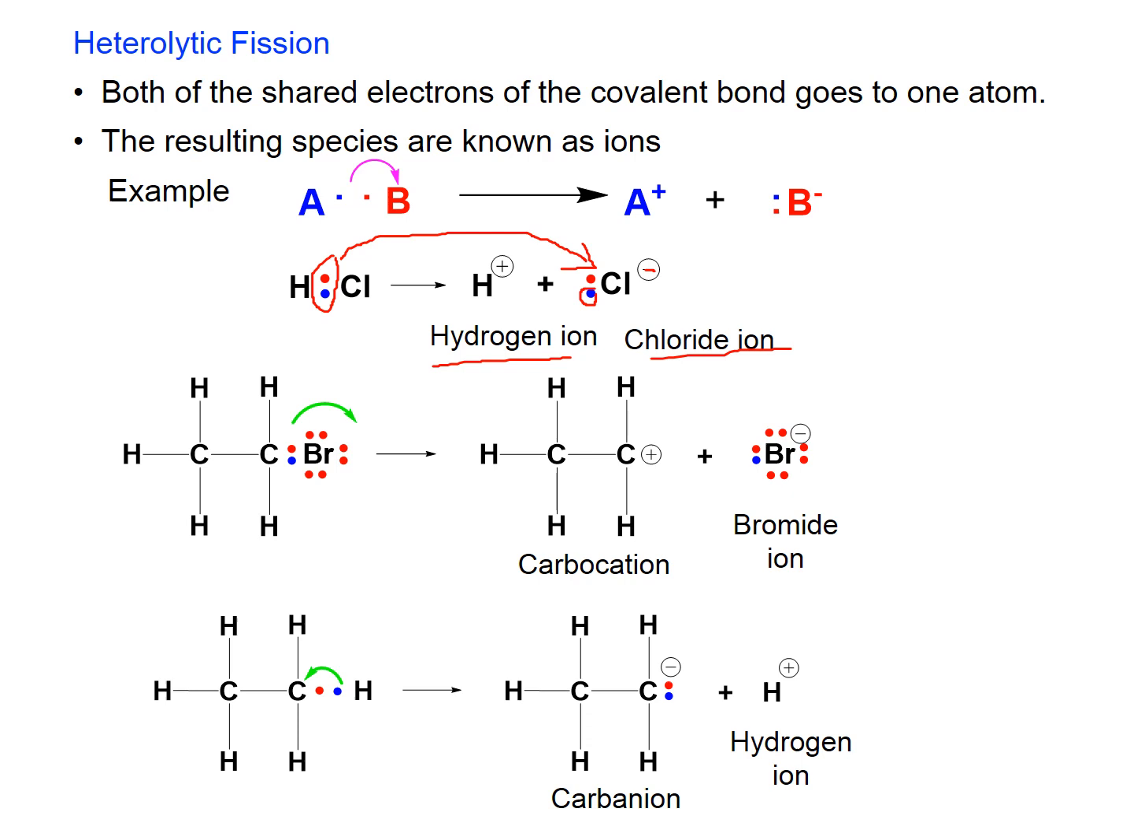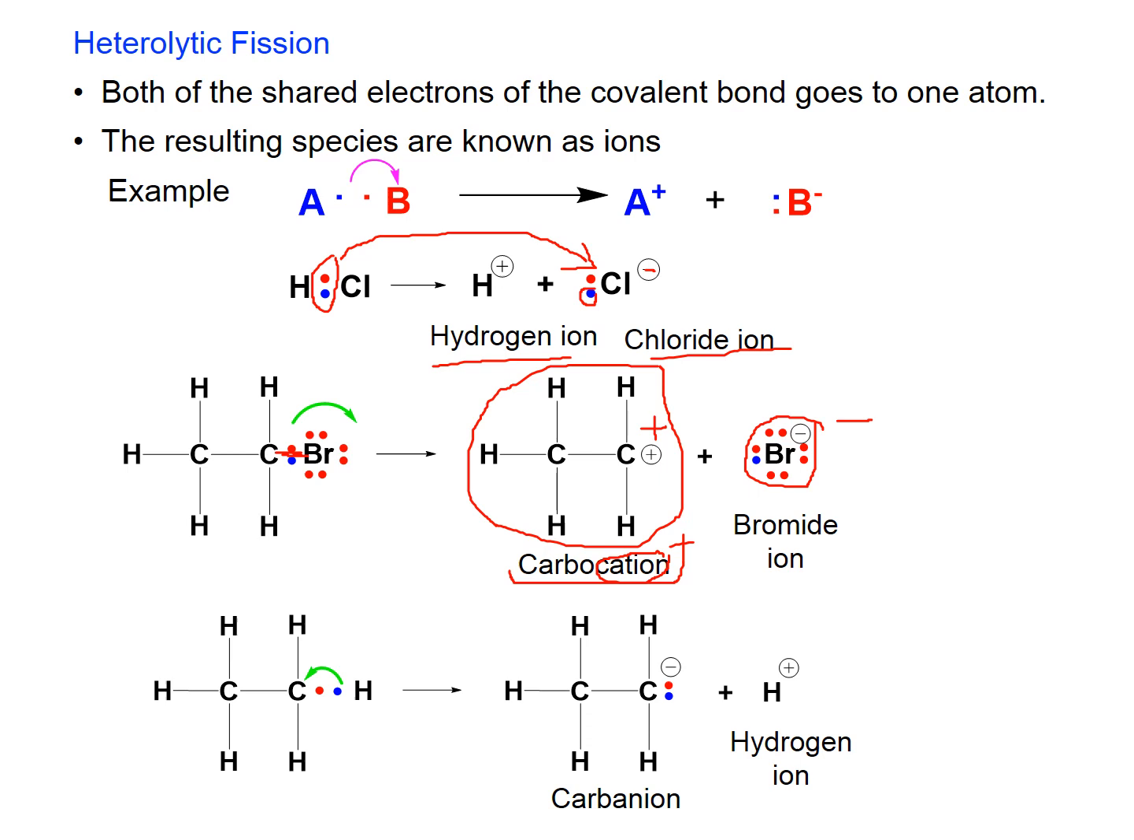Br. Kat sini dia share kat Br. So Br dengan C ada shared electron kat situ. Ada dua shared electron. So when it transfer electrons, both of the electrons is being transferred to Br. So Br akan dapat charge negatif. C kat sini akan dapat charge positif. Okay, anything that have a positive charge from carbon is called a carbocation ion. Positif. Charge positif. So ni contohnya carbon ni akan menjadi charge positif.